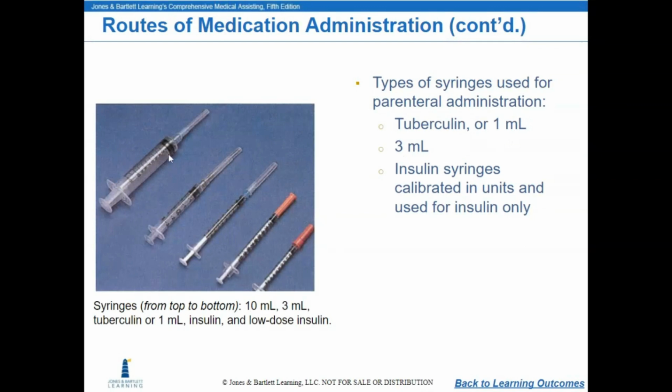Okay, so we got the 10 ml syringe here, then we got the 3 ml, and then we got the 1 ml, and this is an insulin syringe, and this is a low dose insulin syringe.